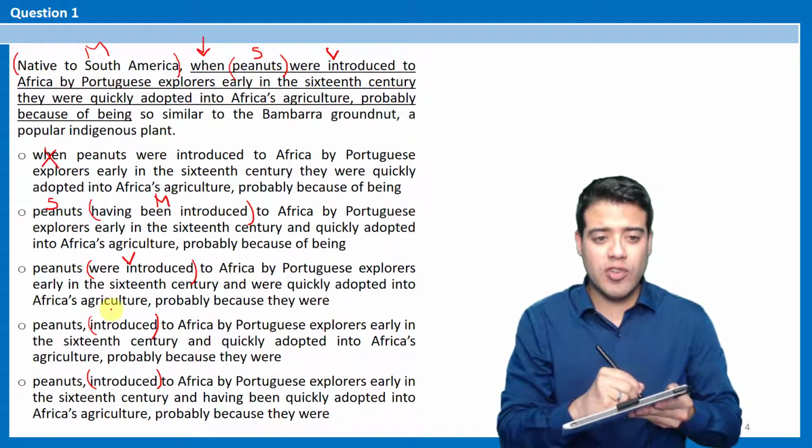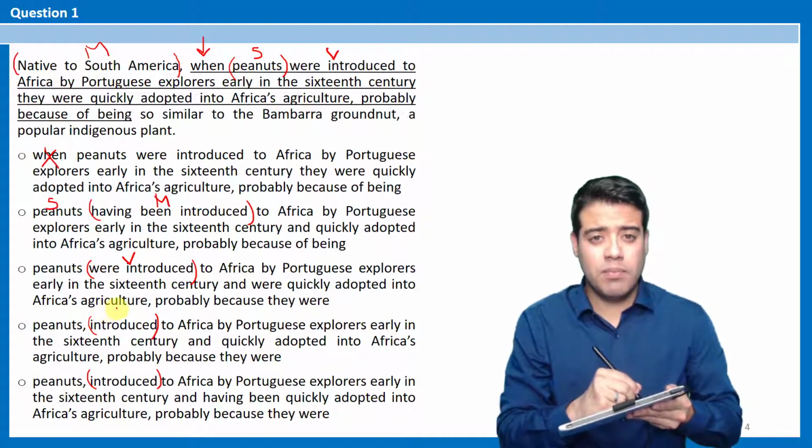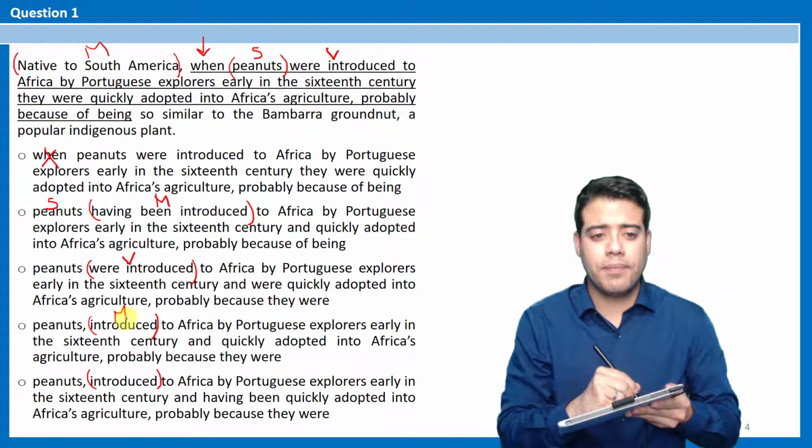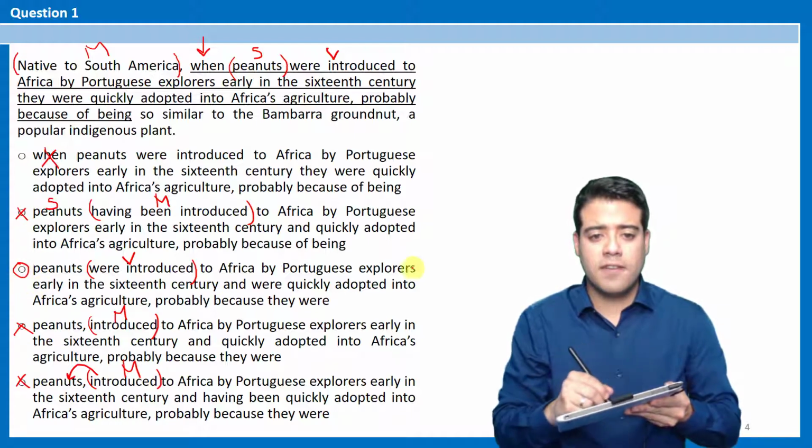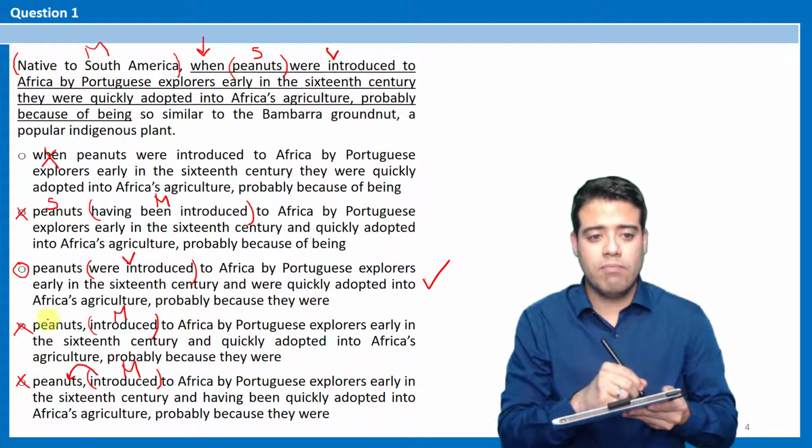And the word introduced, I know it sounds like a verb, it looks like a verb, but it isn't a verb. It is a past participle modifier. So those two are not really verbs. They describe the noun or the subject peanuts. You can eliminate those. You can also eliminate the second one. And the only answer choice left is letter C or number 3.